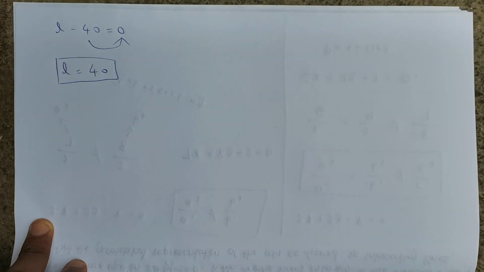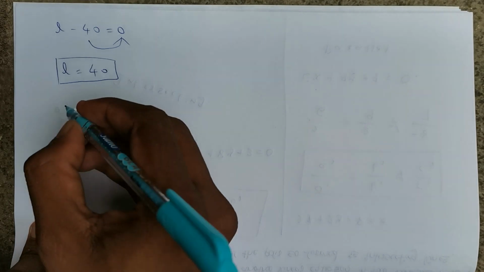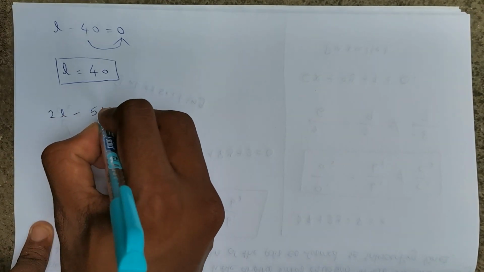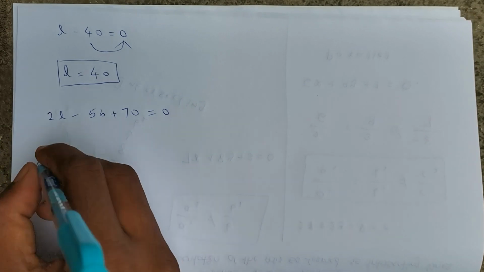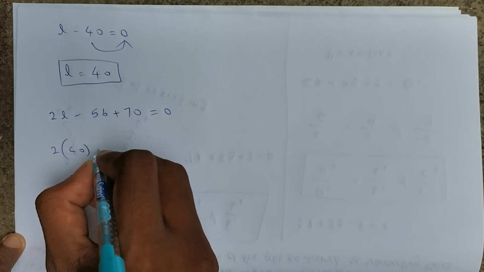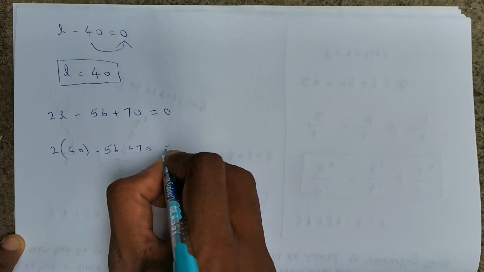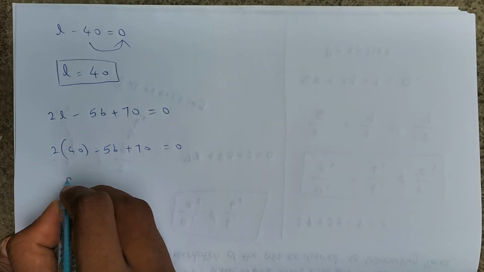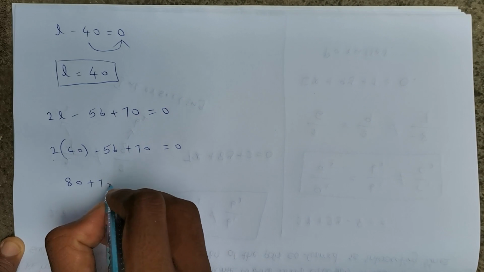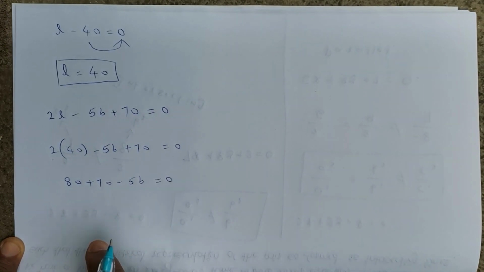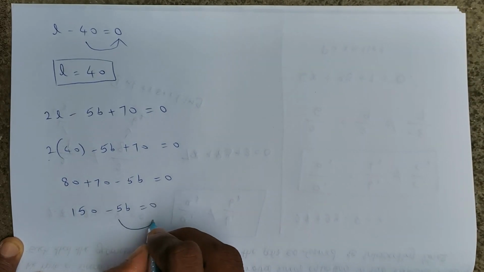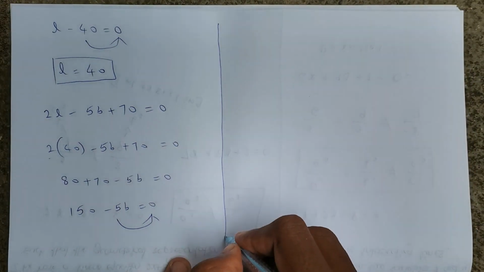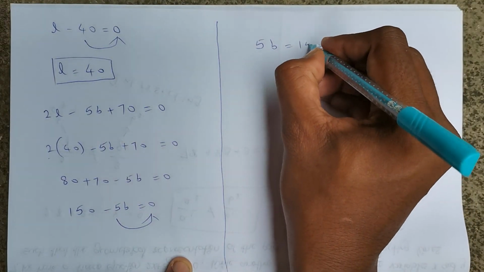Now this L value we can substitute in the first equation or the second equation. I am taking the first equation, that is 2L minus 5B plus 70 equals 0. Now in the place of L I will substitute 40. 2 into 40, 80, plus 70, minus 5B equals 0. 80 plus 70, 150, minus 5B equals 0. Minus 5B I am taking to the other side, so minus 5B will become plus 5B. 5B equals 150.